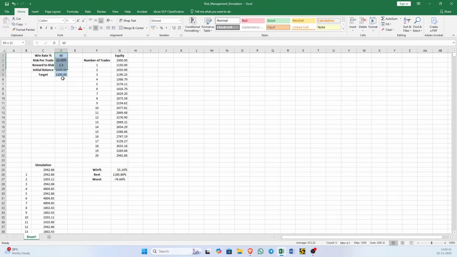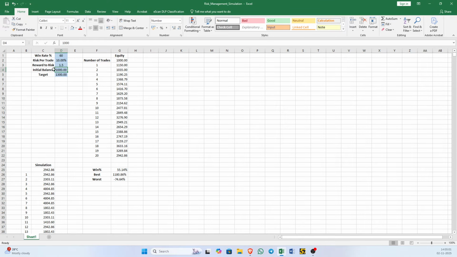See, this is where you put in the inputs of your trading strategy. Let's say you have a 60% win rate, you put that over here. Do not add percentage here because the calculation involves a whole number. Don't mess up the calculation for the spreadsheet. Just add the number. Percentage is included here. The risk per trade.